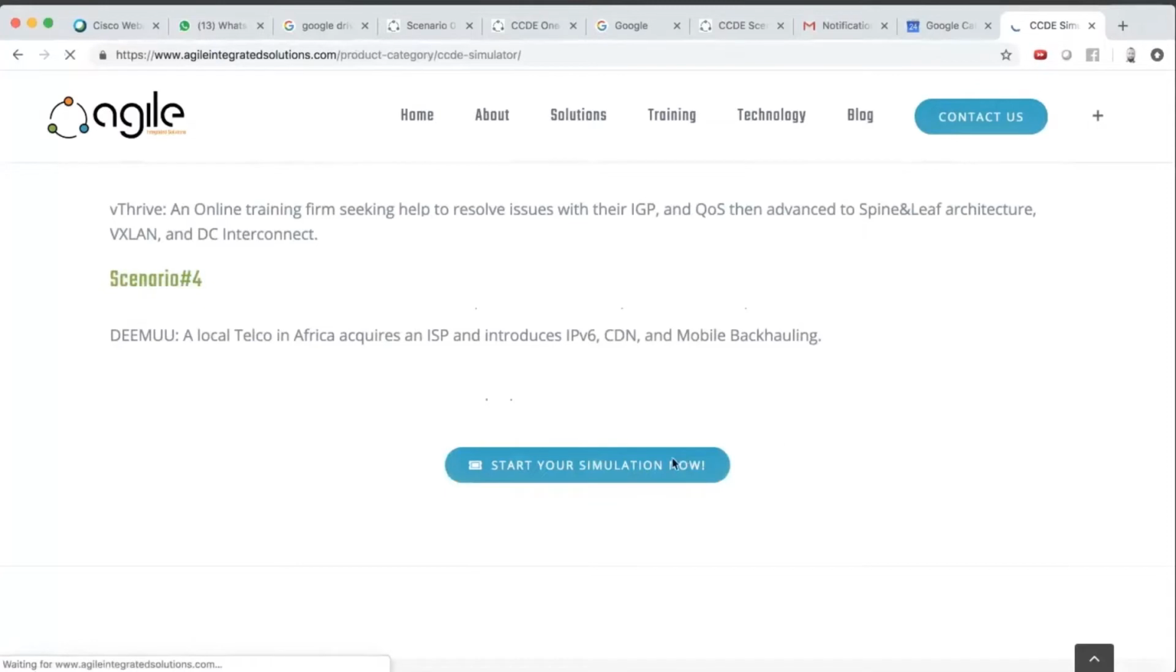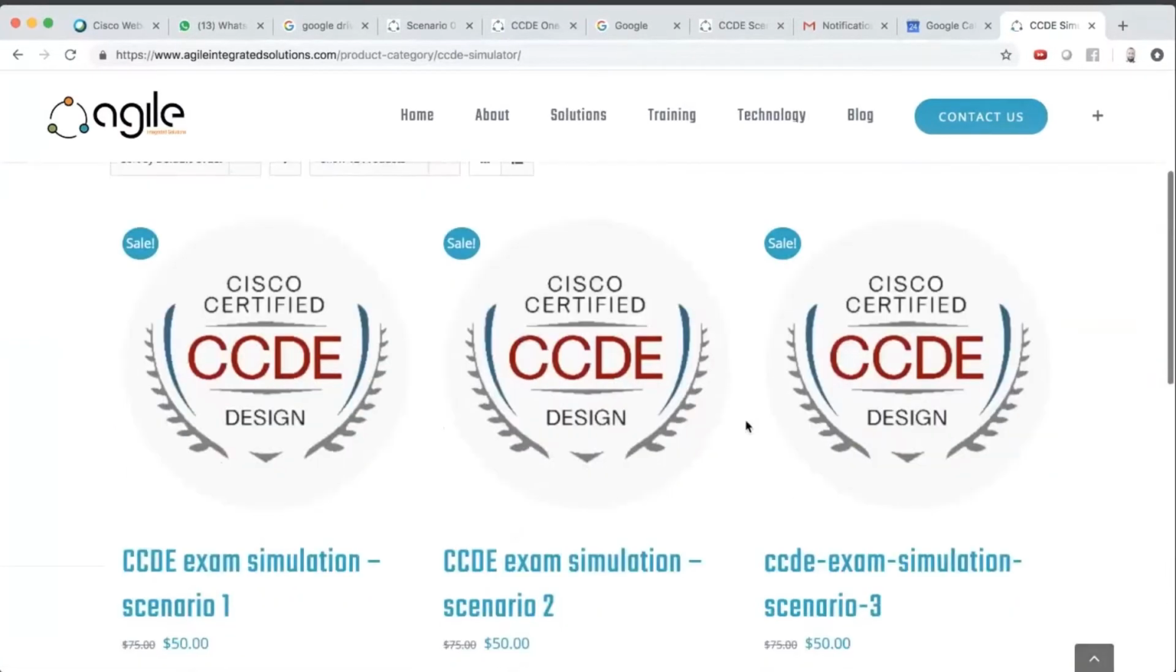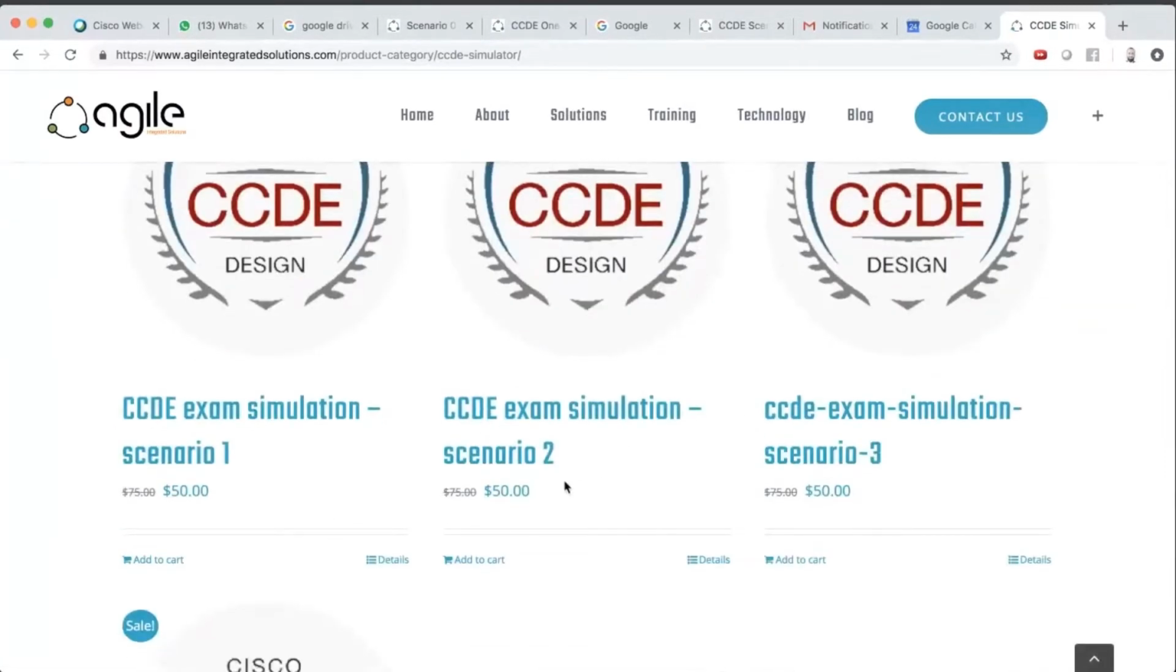Now, obviously, is this free, or is there a cost to it? So for you, you're probably logged in. You hit start the simulation. Yeah. So here you find the 4 simulations. Each one of them costs usually $75, and now it's on sale, only $50.